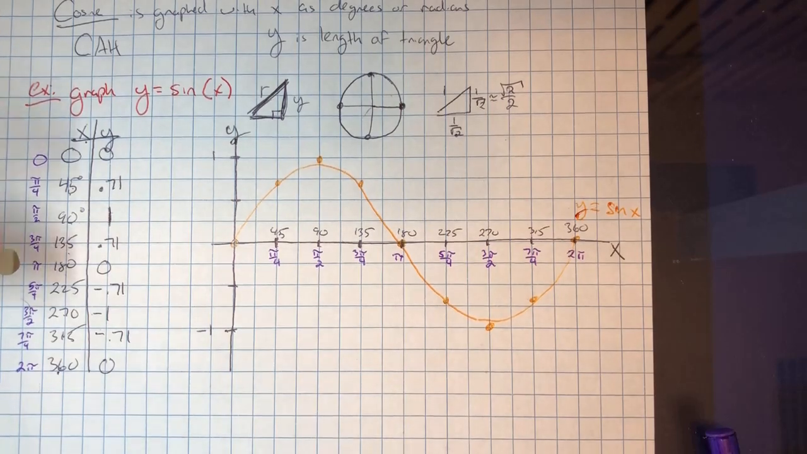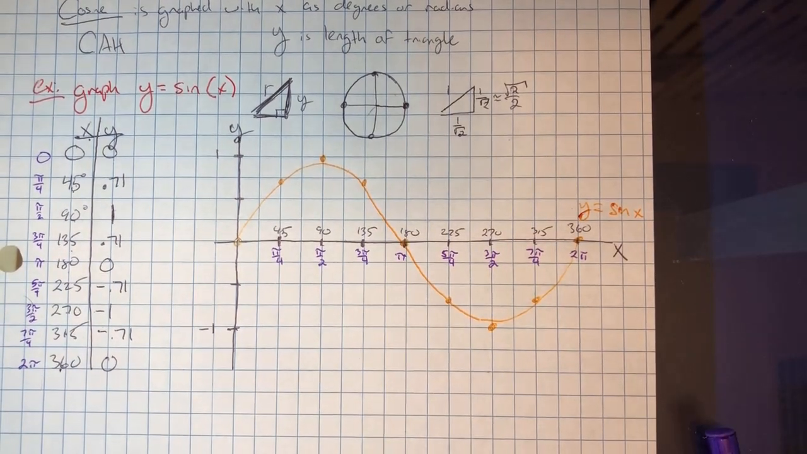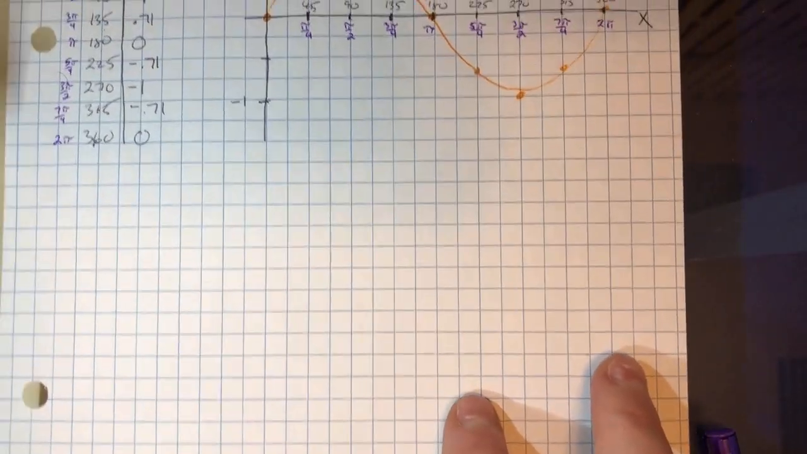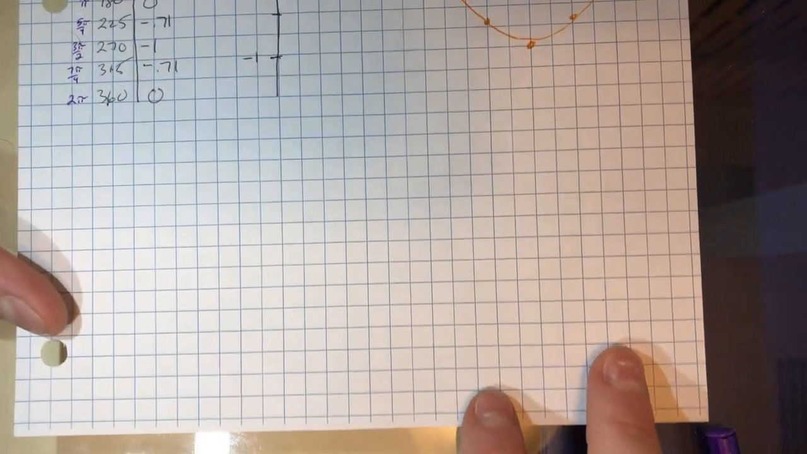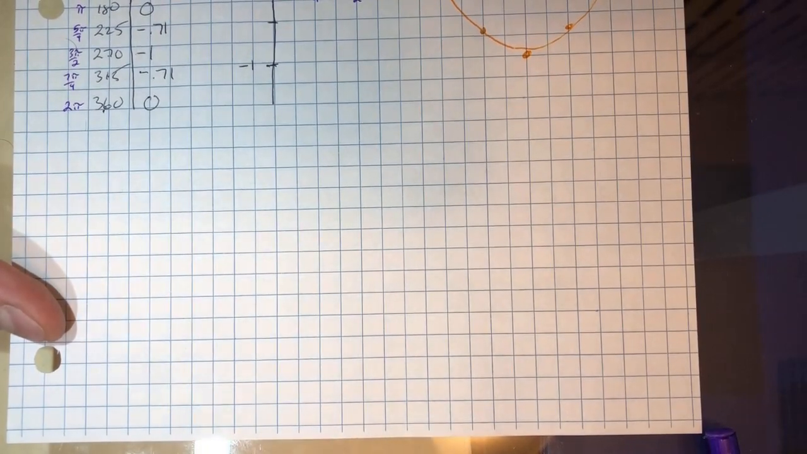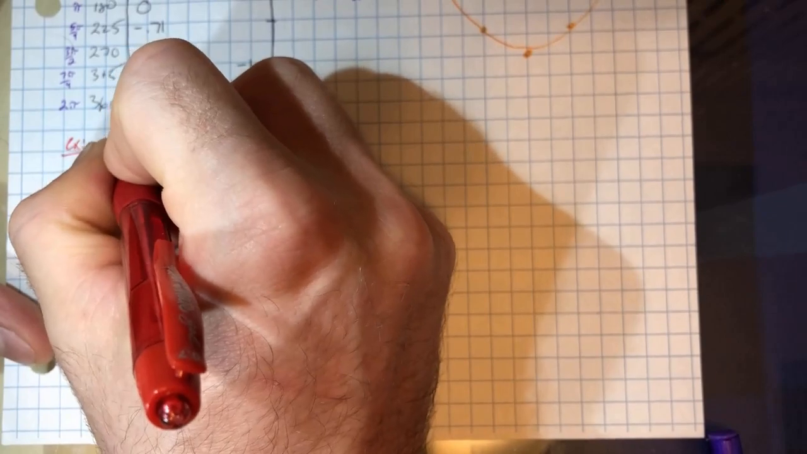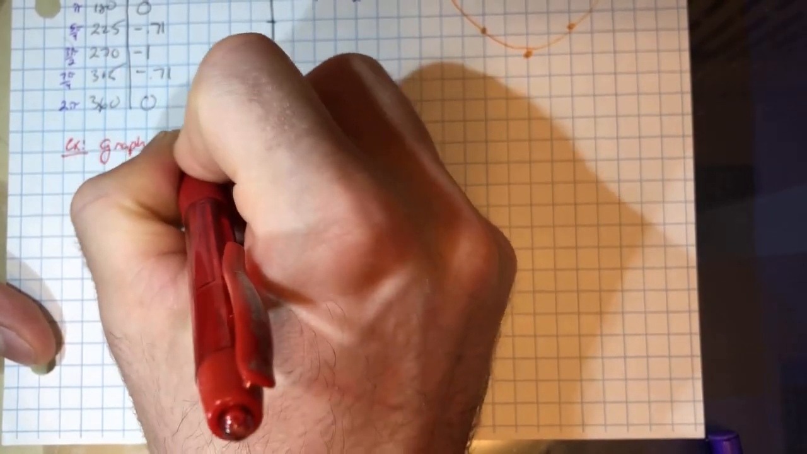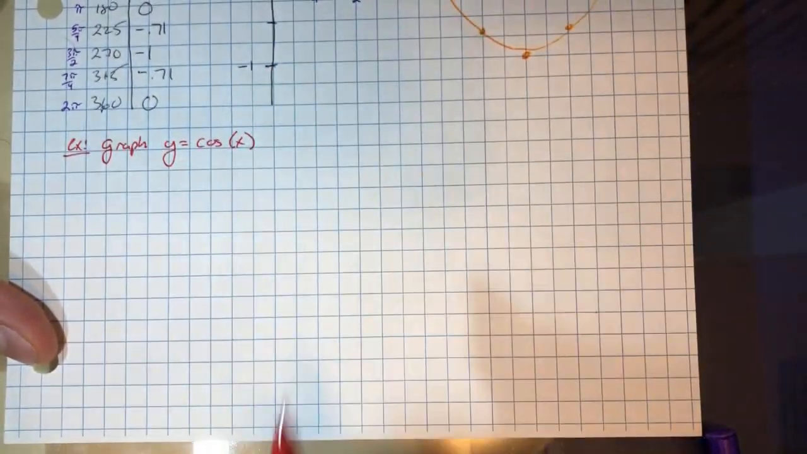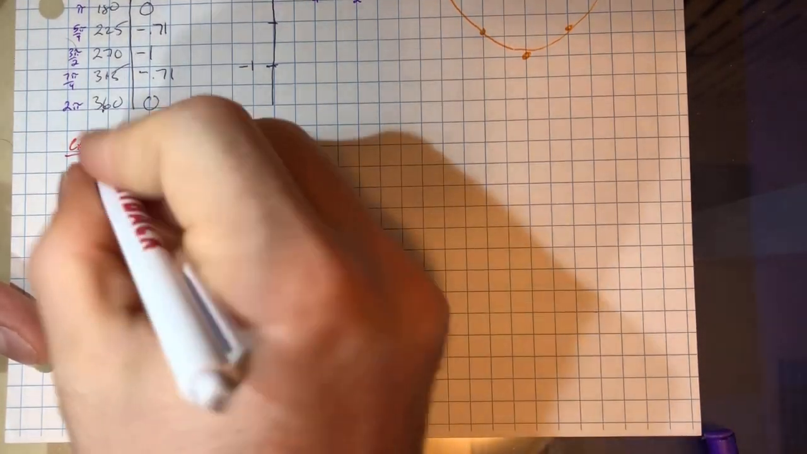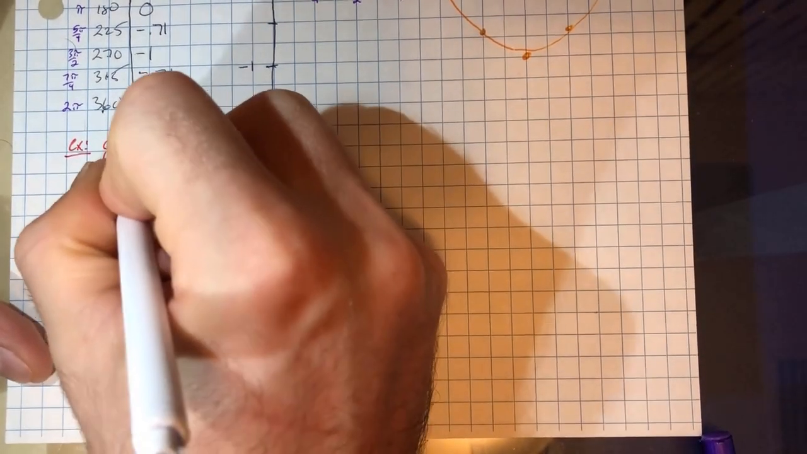Awesome. So now let's graph a second one. Instead of the sine of x, let's graph the cosine of x and see what that does. So our second example is graph y equals the cosine of x. And now again, we're going to be using the same set of features as we did on the sine wave. I'm going to graph an x and a y.